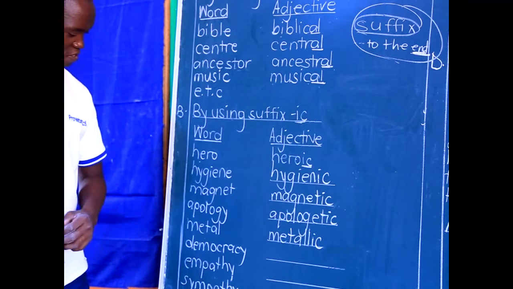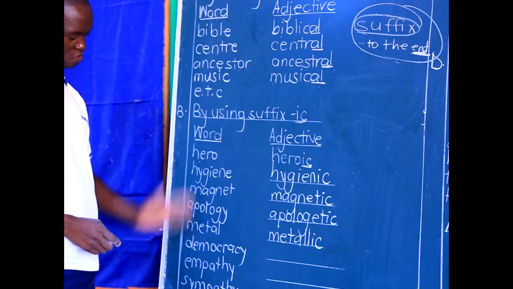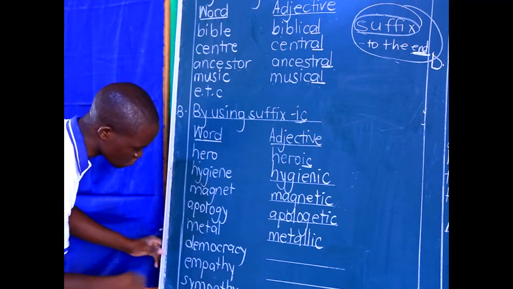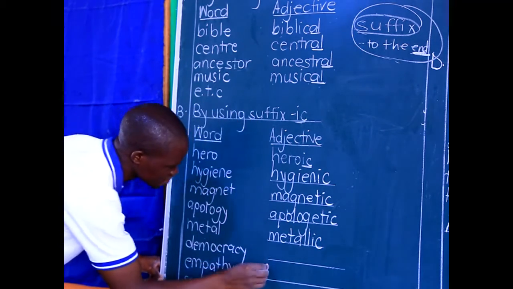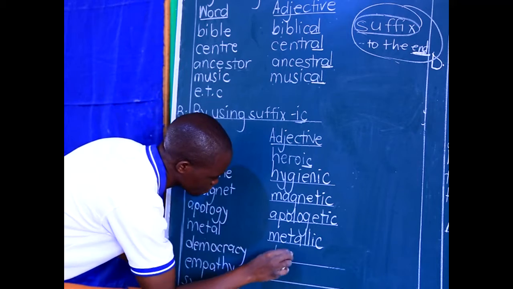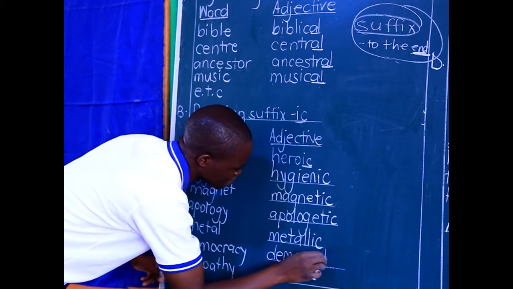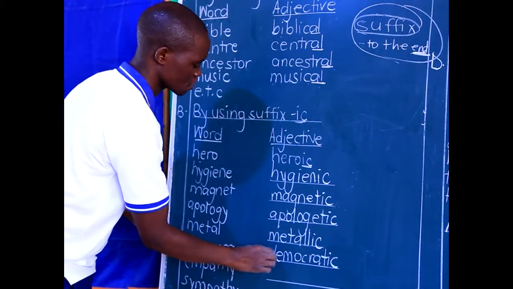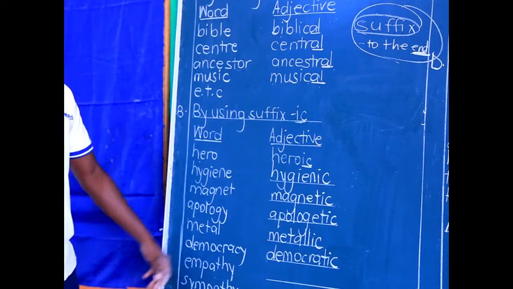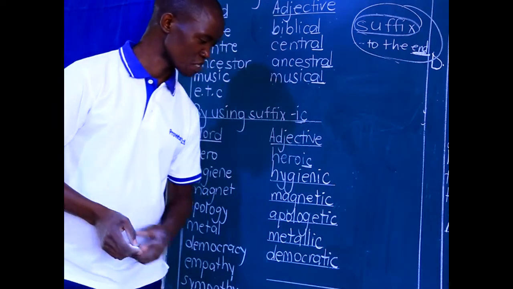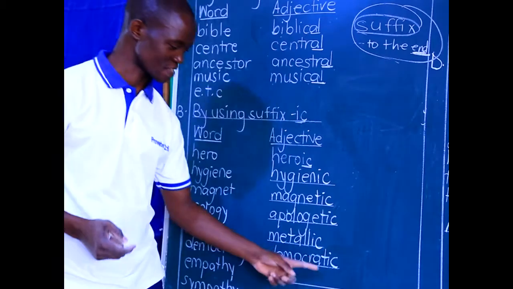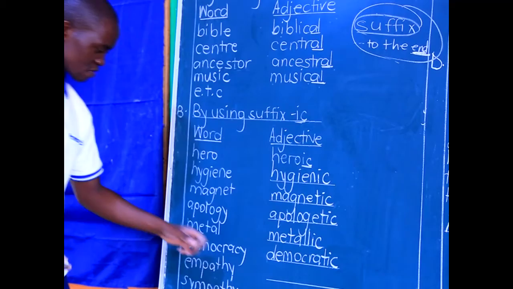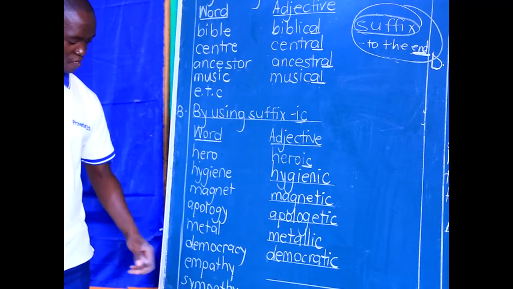We have democracy, which is a noun. Practically most of these words on this side are nouns in this category. Metal is a noun, democracy is an abstract noun, changing into democratic. If you say Uganda is a democratic country, a country that practices democracy, democratic is the adjective describing the noun country in that sentence. Uganda is a democratic country. The adjective used is democratic from democracy, meaning Uganda practices democracy.